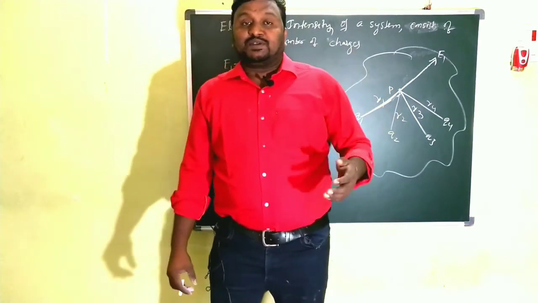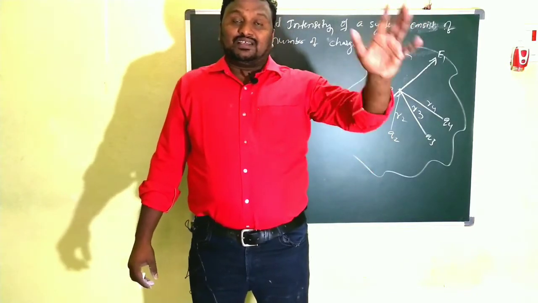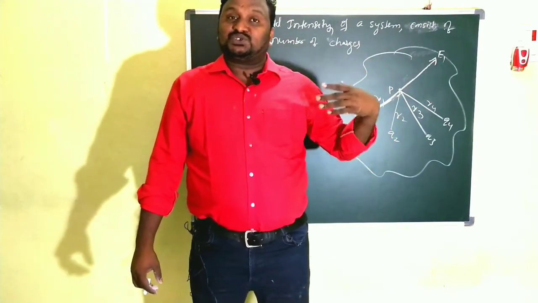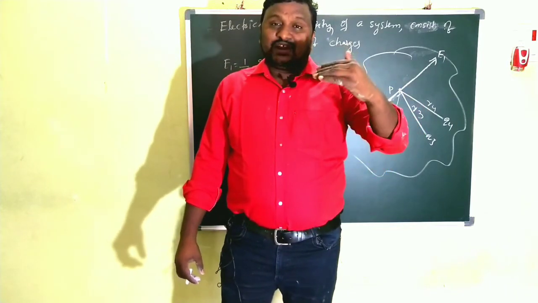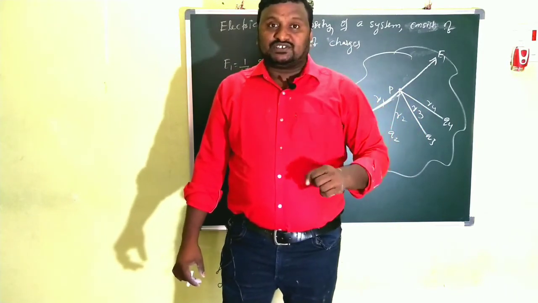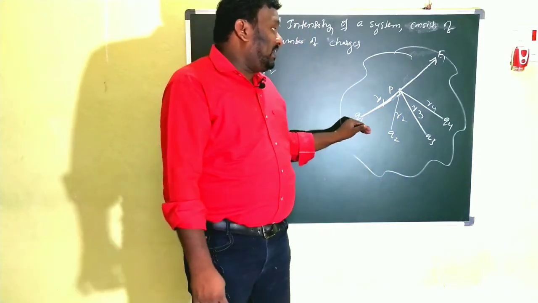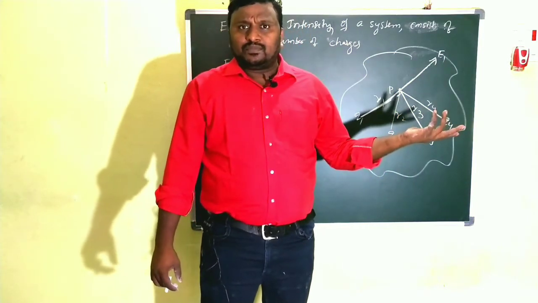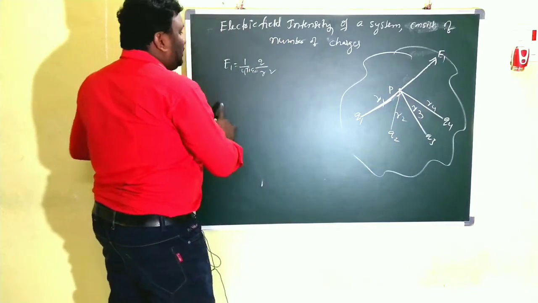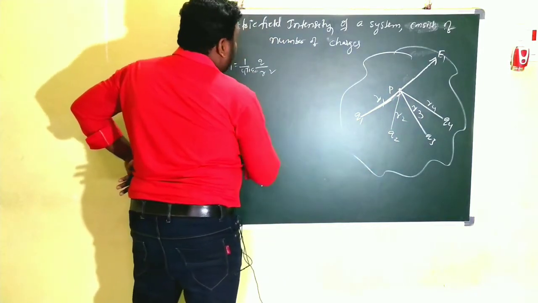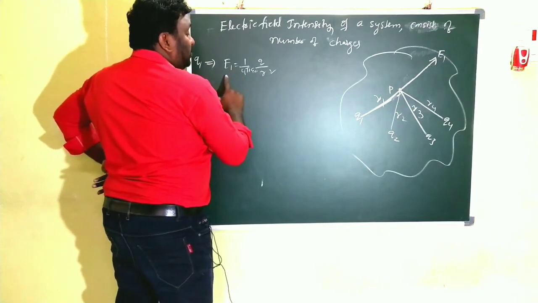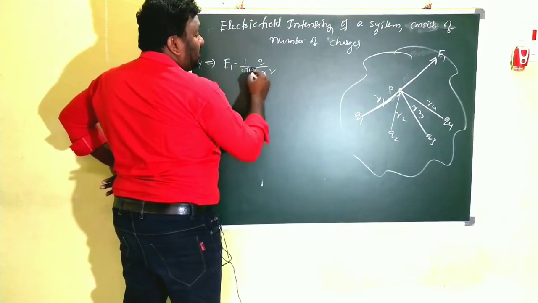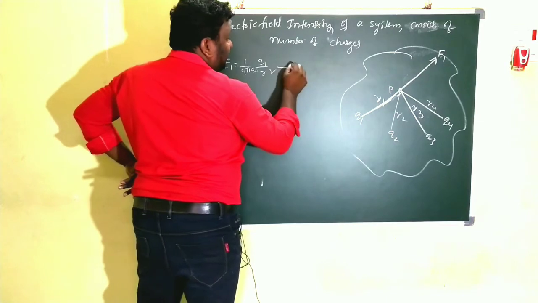In what I explained previously, with Q naught, what do you get from that equation? E is equal to 1 by 4 pi epsilon naught Q by R square. This is the electric field intensity due to a single point charge. So if you consider only Q1, it should be similar to that. That's why I am now writing the electric field intensity due to Q1. E1 is equal to 1 by 4 pi epsilon naught Q1 by R1 square.